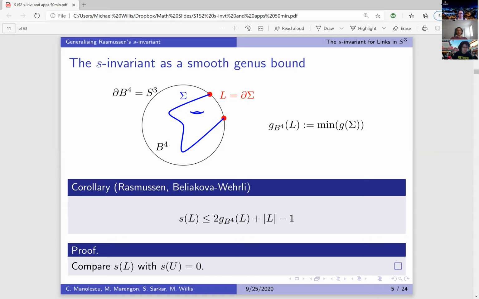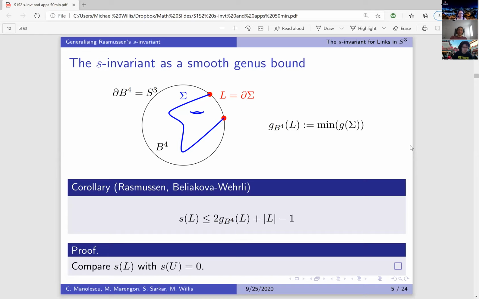Because you can sort of puncture the four ball near some little bit of the link and then see the surface of cobordism from the unknot to your link. So this corollary, in some sense, really only works because the s-invariant of the unknot is easy to compute. It's zero. Okay. Great. That's what I wanted to say about the three sphere.